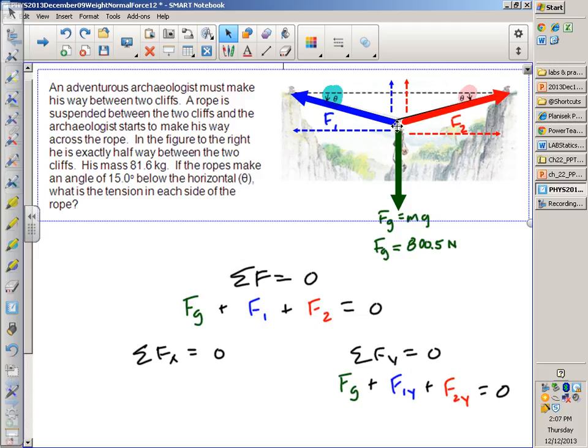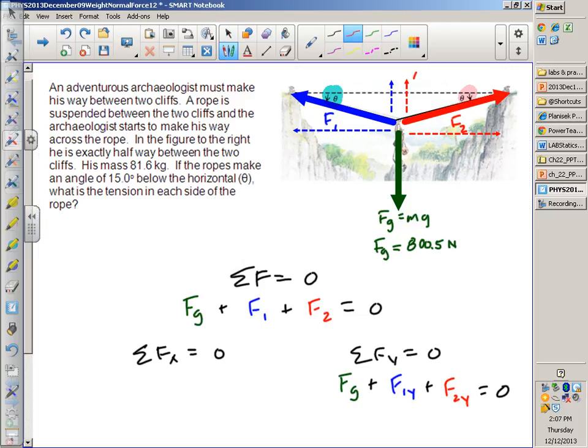How many up forces do we have in this picture? 2. How many down forces do we have in this picture? 1. So if this down force is 800.5, and we have 2 up forces, and in this case they have to be the same, how much does each one of them have to be, Joe? 400.25. 400.25.